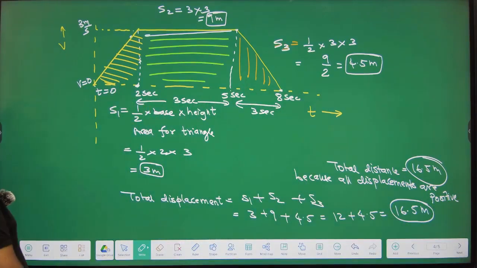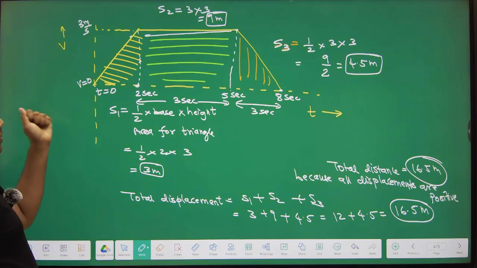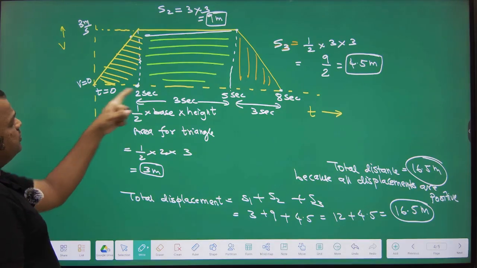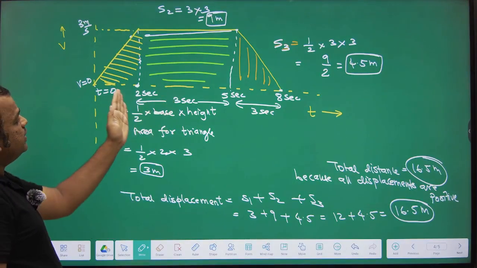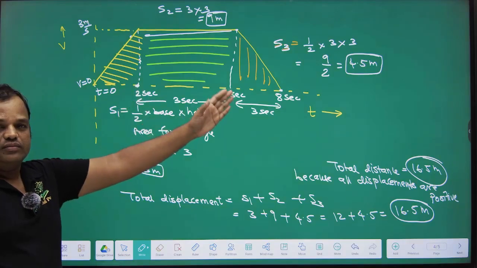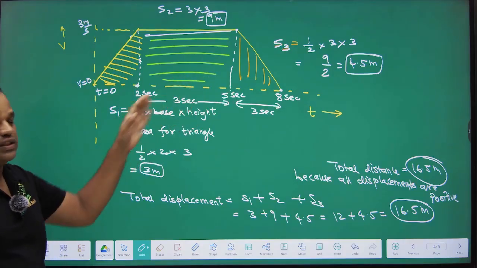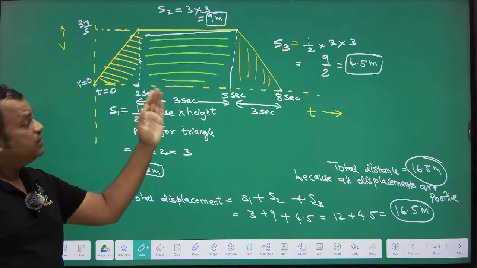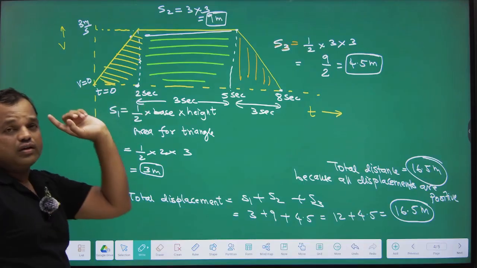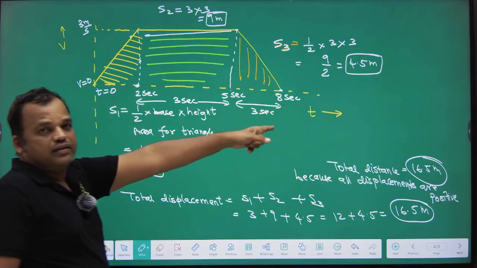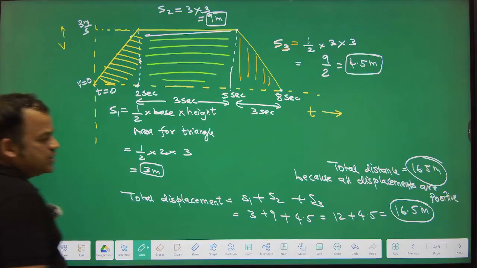Next, we can also find what is the displacement from 0 to 3 second. Now 3 second is in between 2 and 5 second. So let's take one question in which the time duration is between 2 and 5, or between 0 and 2, or between 5 and 8. Let's take next question.